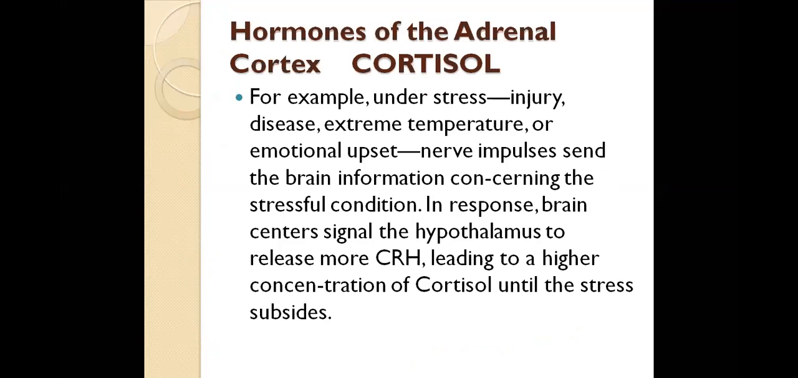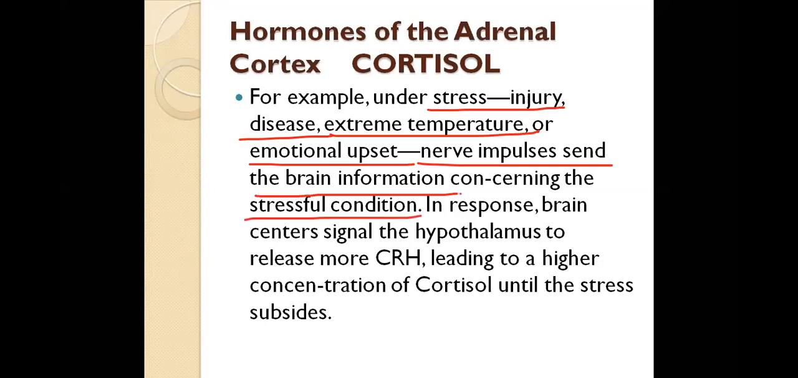For example, let's take an example here. Under stress, injury, disease, extreme temperature, or emotional upset, nerve impulses send the brain information concerning the stressful condition. So what happens in response to that? The brain center signals the hypothalamus to release more corticotropin releasing hormone. I named it ACTH-RH to understand simply, but it is corticotropin releasing hormone. Okay, then leading to a higher concentration of cortisol until the stress subsides.